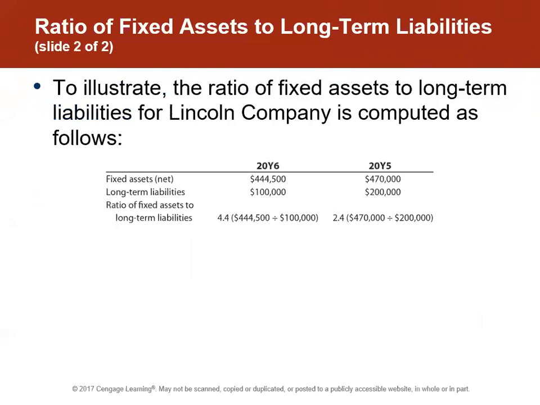Okay. So for example, in this one, they're showing 2 different years. They took fixed assets of $444,500 divided by long-term liabilities of $100,000, and we had 4.4 times fixed assets compared to long-term liabilities. So we could pay off our long-term debt almost 4.5 times. So that's a pretty good ratio. Obviously, if this ratio were negative or under 1, it would be like, oh, that's a little scary, what our situation is.